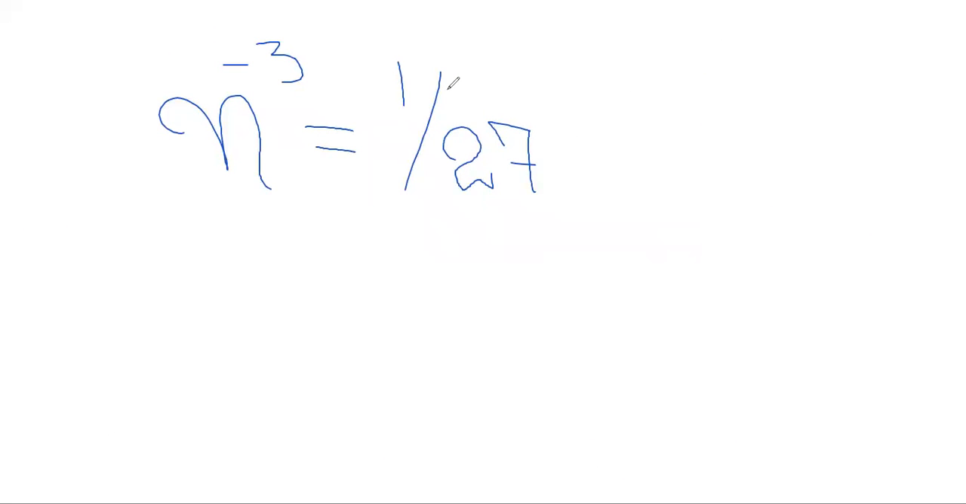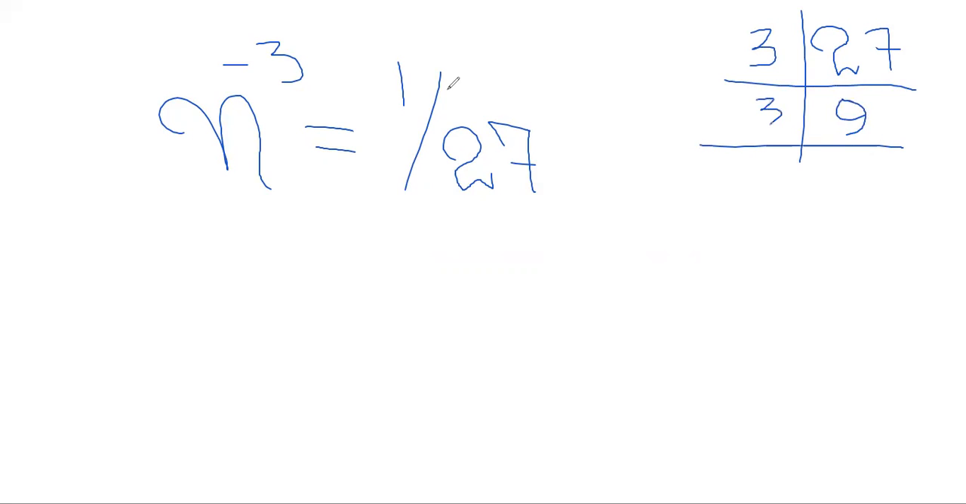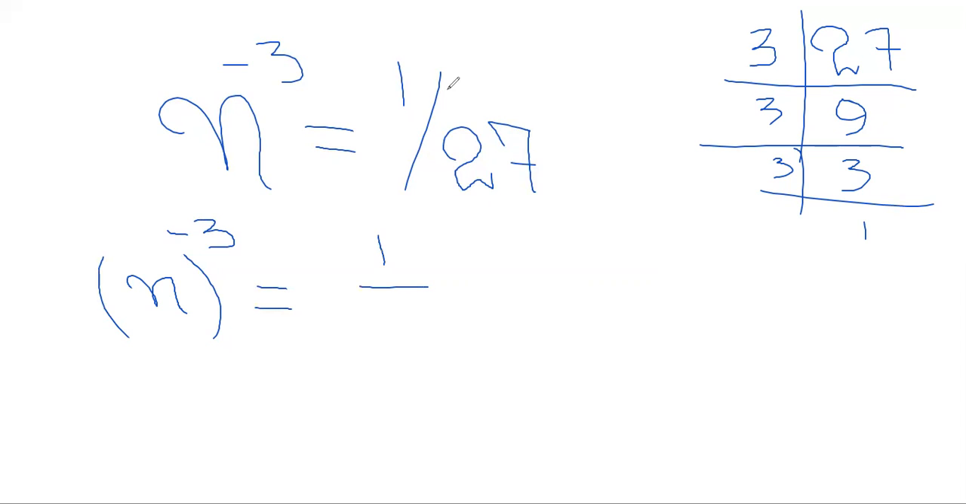No, look at this. What I am going to do, this one, 27, I am going to factorize it. 3 9s are 27, then 3 3s are 9, and then 3 1s are 3. So n has a negative power, and then 1 over 3 raised to the power 3. Am I right?